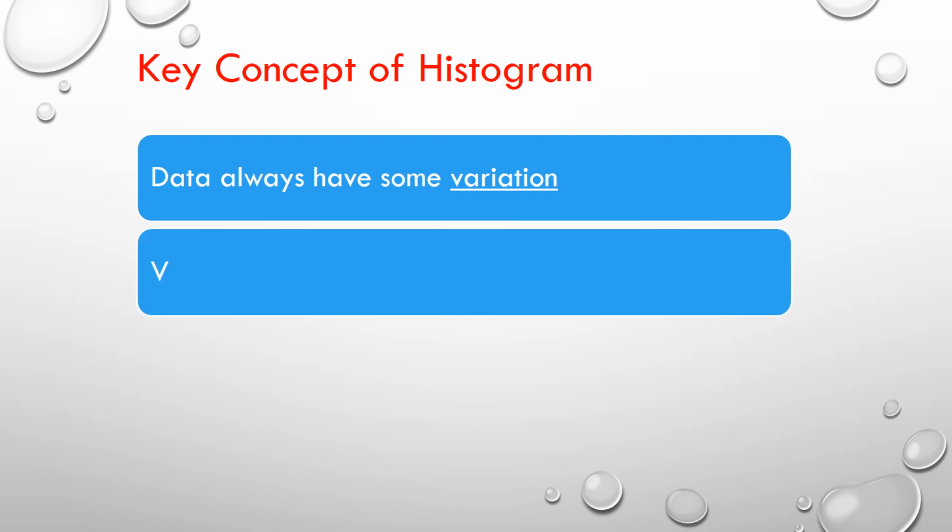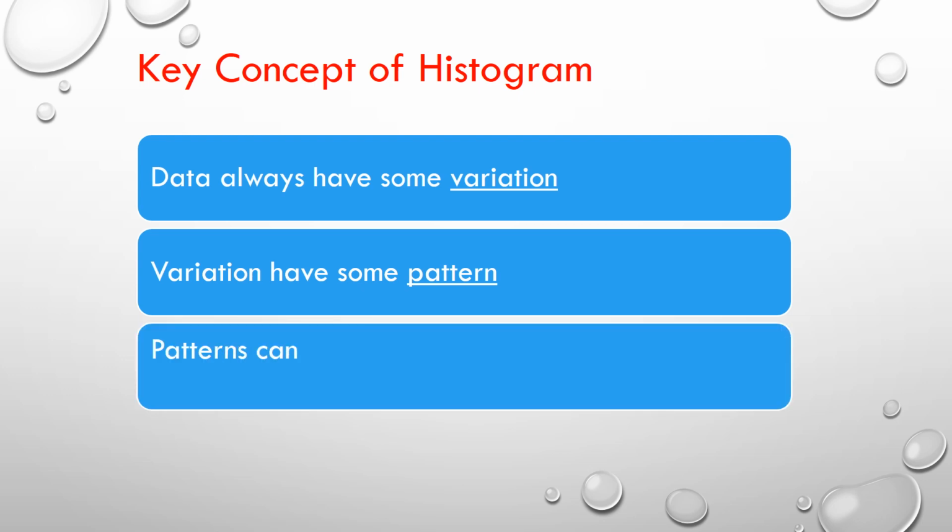Variation has some pattern. While variation exists, it is not random or chaotic. The key insight is that there is often a discernible pattern or structure within the variation. Identifying and understanding these patterns is crucial for gaining insights into the underlying processes or phenomena that generate the data. And these patterns can be seen easily when summarized pictorially.